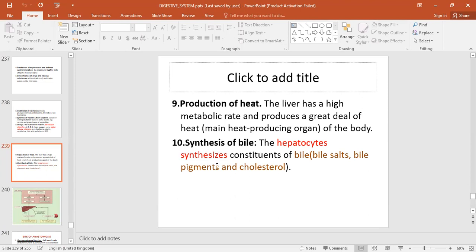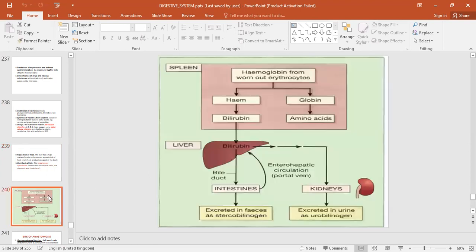Next is synthesis of bile. Bile is produced by hepatocytes, then it is stored in the gallbladder. So here we have this illustration showing us how red blood cells are destroyed. Red blood cells are destroyed by the liver and the spleen.